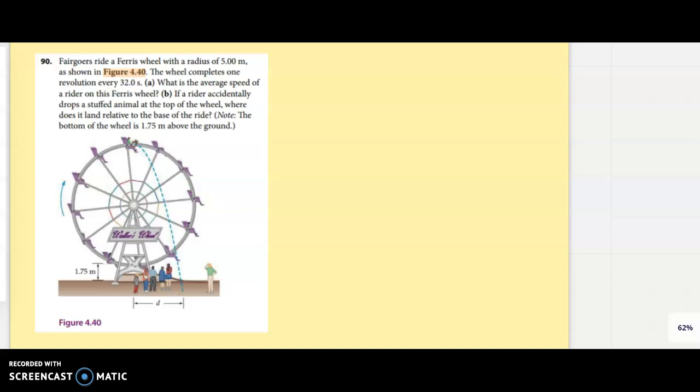So average speed, as you know, is just distance divided by time. So the distance around the Ferris wheel is the circumference. So you remember that we calculate that as 2 pi r divided by the time that it took to go around. Later on in the course, we'll call that the period of the motion, the time to do one cycle.